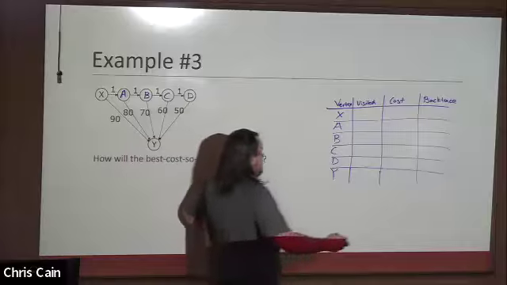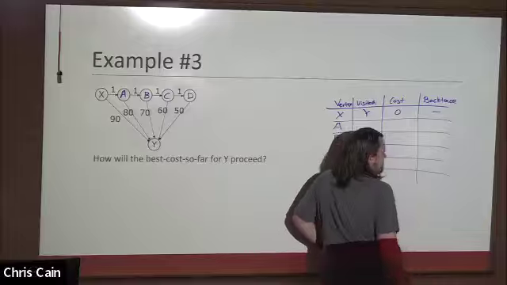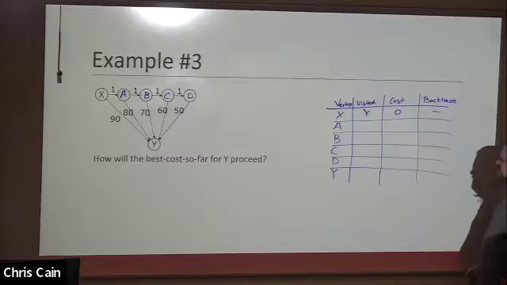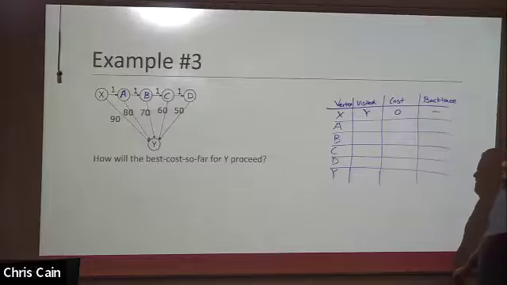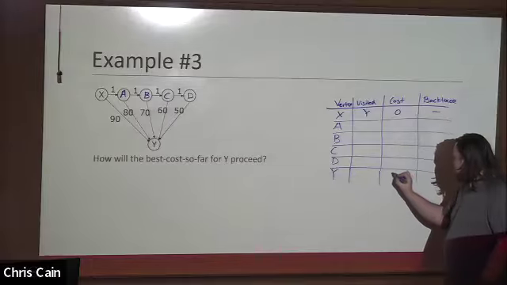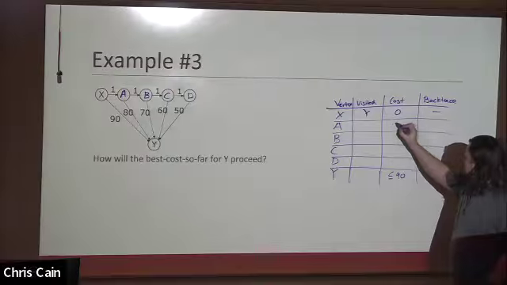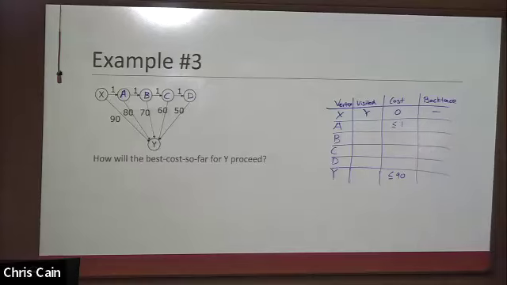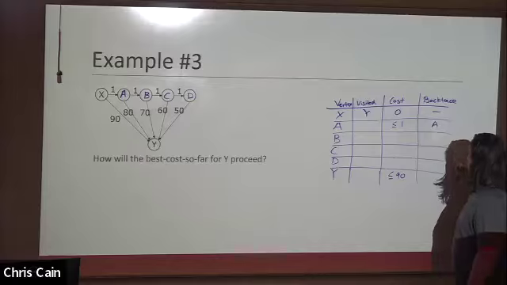So we start by marking our source as visited. Cost is 0. There's no such thing as a backtrace. We started there. We want to now update with all neighbors of X. So Y has a cost that is less than or equal to 90. A has a cost that is less than or equal to 1. And the backtrace for both of these is through X.